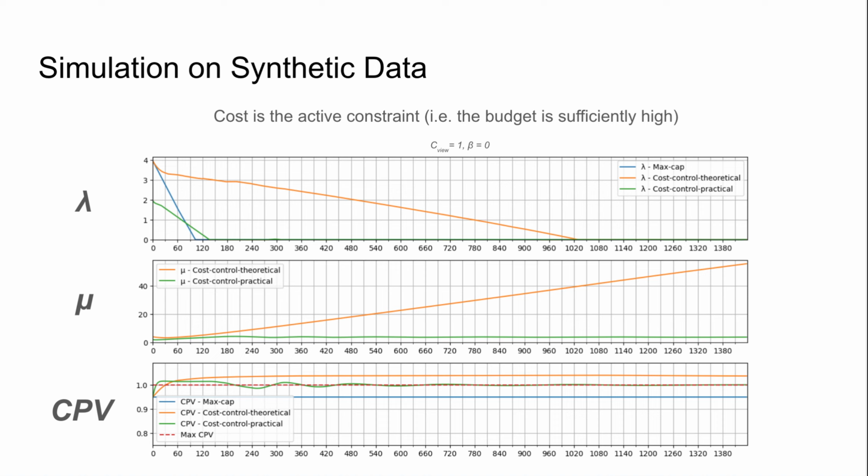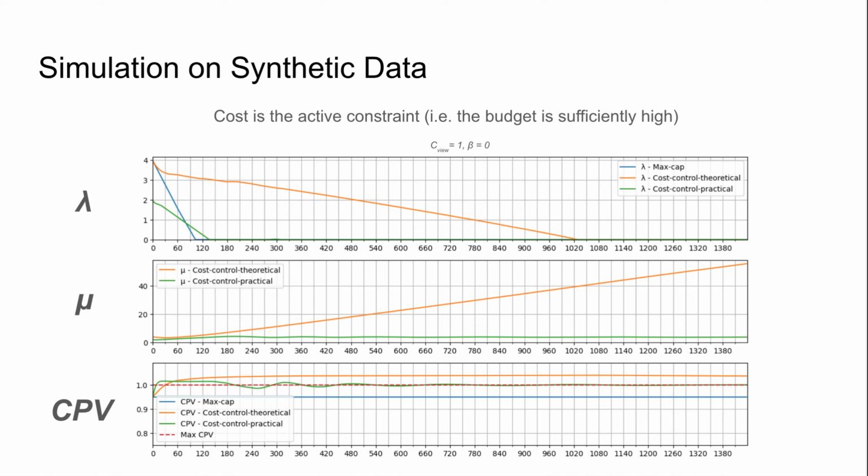In order to validate this, we first run some simulations on synthetic data. Below, we show a scenario where cost is the active constraint and the budget is sufficiently high. We compare three different variants. First is max cap. Here we simply cap the bid at C view, which is 1. Second is cost control theoretical. This is the optimal bidding formula shown before. Third is cost control practical. This is the proposed change with beta equals 0. The simulation runs for a day and we visualize how lambda, mu, and CPV evolve through the day.